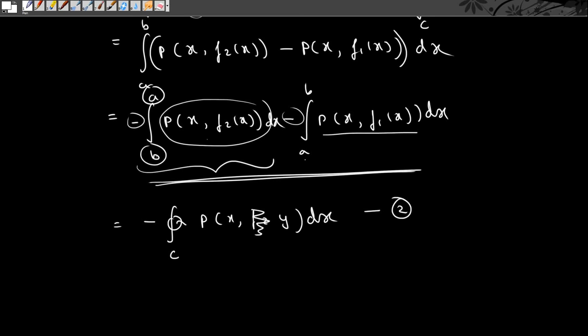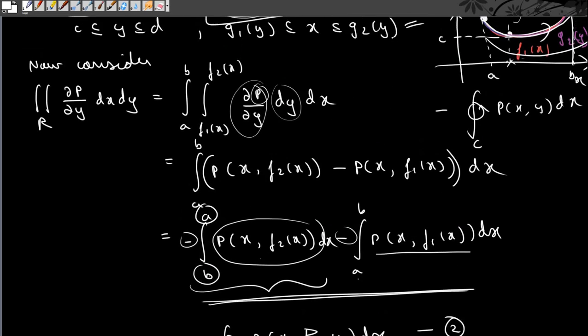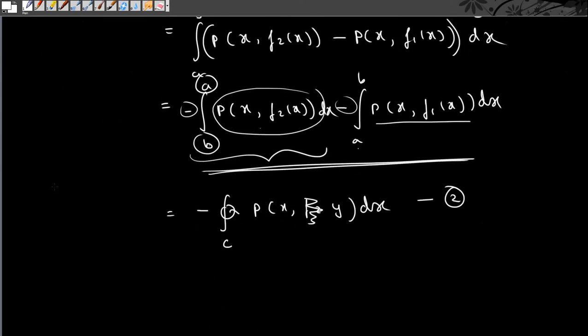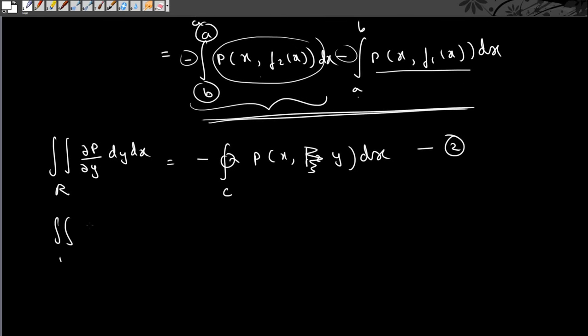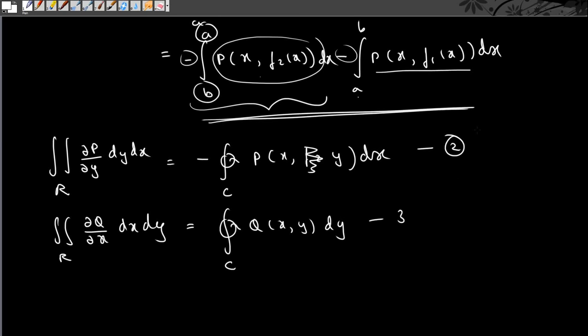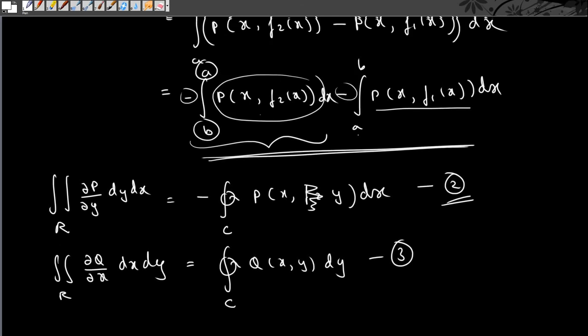What is this equal to? Our LHS was this, so this was equal to the integral over R of ∂P/∂y dy dx. Similarly, I can calculate the integral over R of ∂Q/∂x dx dy. If you follow the same steps, what you will see is that this will be equal to positive the integral over the curve of Q(x, y) dy. This can be obtained in a similar fashion as how we obtained this. I leave it as an exercise to you.